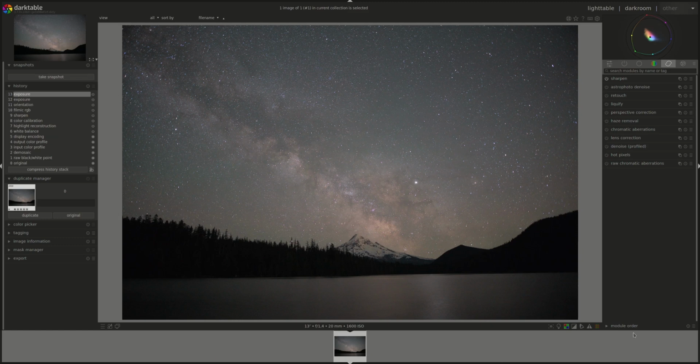My name is Hal, and today we're going to be discussing the hot pixels module. Hot pixels are pixels that have failed to record the light level correctly. So we end up with a bright pixel on the photo. It's either completely white or a single color. And that is usually caused by old sensors.